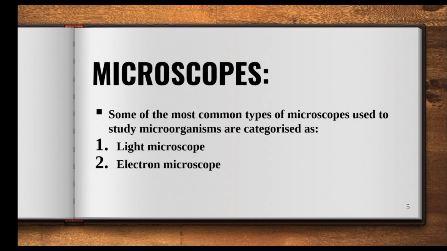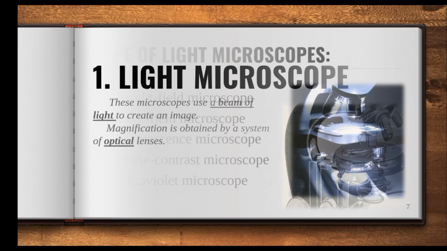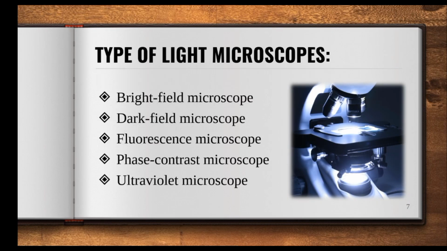Some of the most common types of microscopes used to study microorganisms are categorized as number 1, light microscope, and number 2, electron microscope. Light microscope. These microscopes use a beam of light to create an image. Magnification is obtained by a system of optical lenses. Various types of light microscopes include bright field microscope, dark field microscope, fluorescence microscope, phase contrast microscope, and ultraviolet microscope.